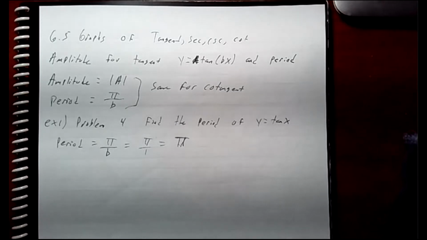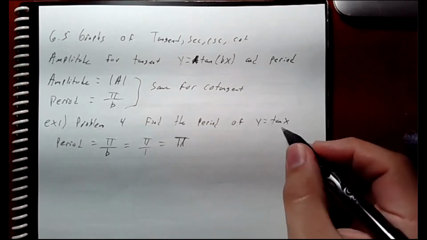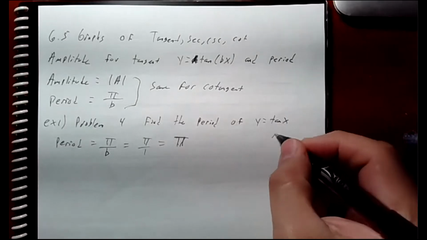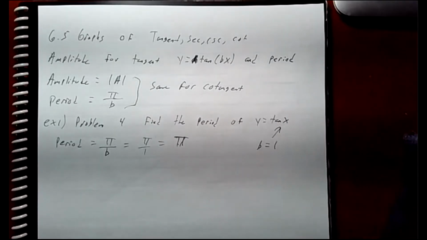Okay. Is that straightforward? Where did you get 1 from? It's the coefficient of x. Right here, b is 1. When there's no number there, it's assumed to be 1.